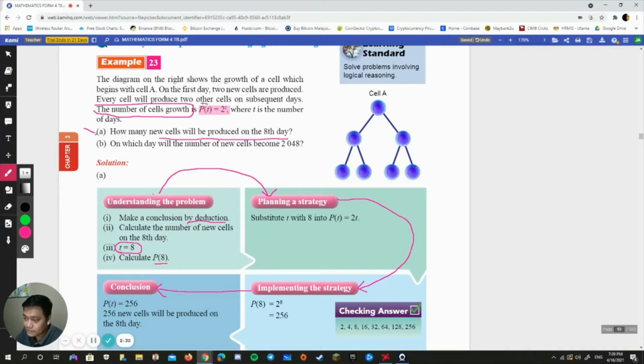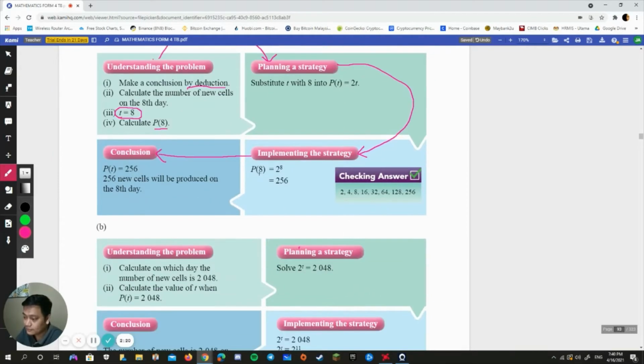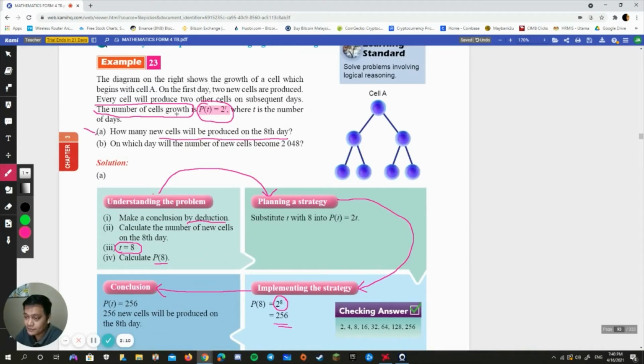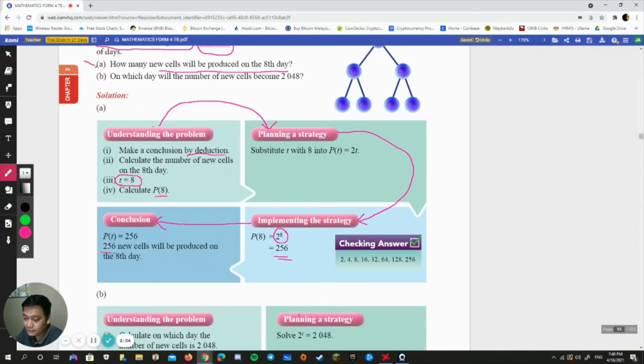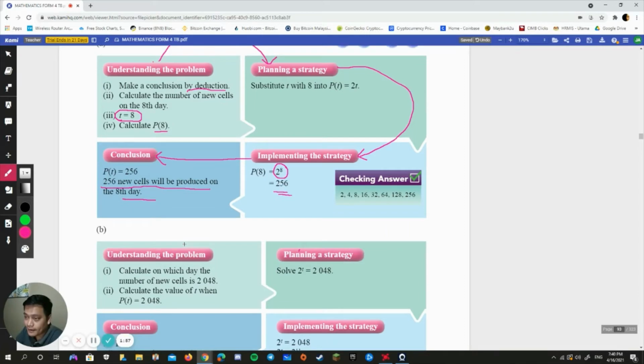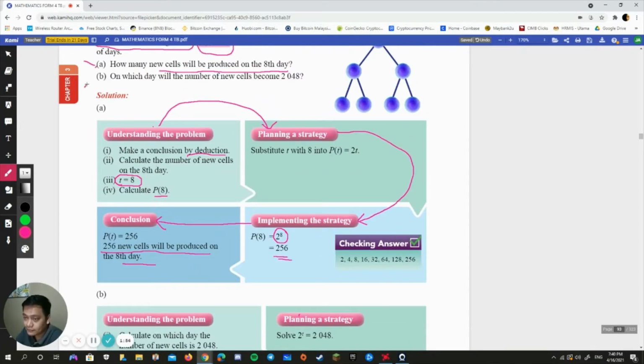By using this equation, P_t equal to 2 to the power of t, you substitute t with 8. So you will get 2 to the power of 8, which is 256. Remember, P represents the number of cell growth. So that means 256 new cells will be produced on the 8th day. Then you can apply the same steps to answer B.